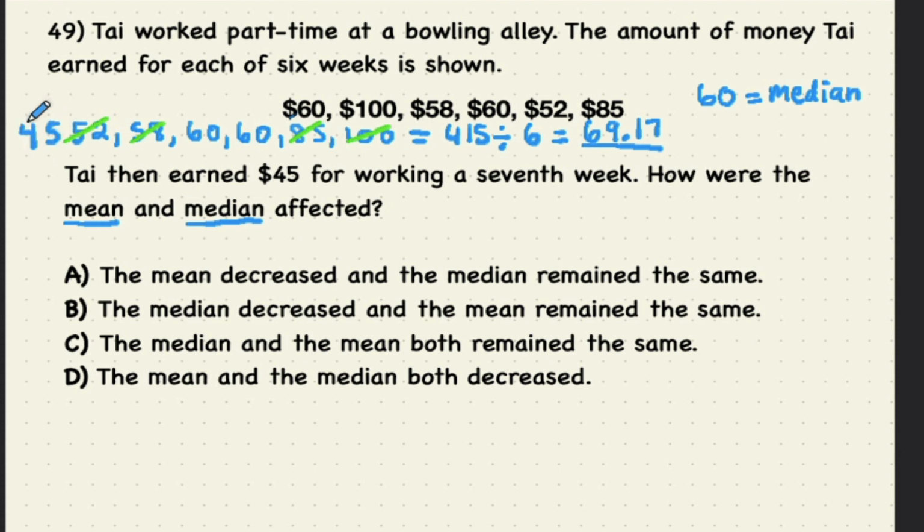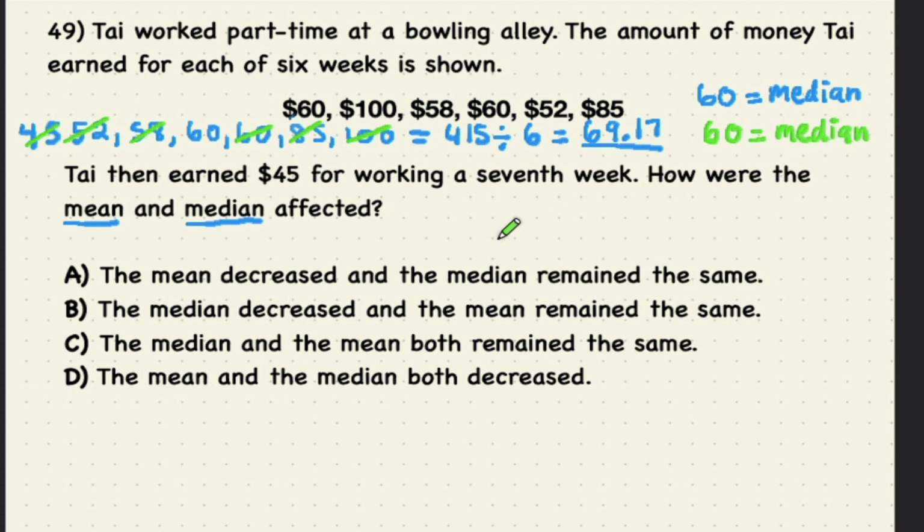Okay, and then we'll just go ahead and cross off as we normally would. And so we have the 45 crossed off here, and then we have the 60 crossed off here. And so we see that the median value is 60. So that's the same. So we know that the median is 60 in both cases.